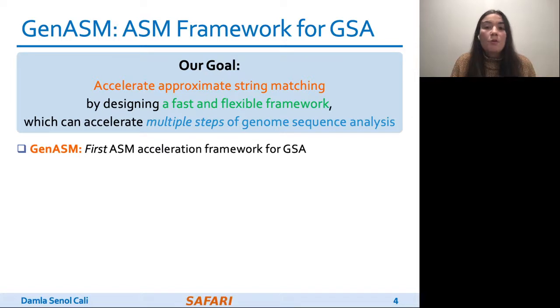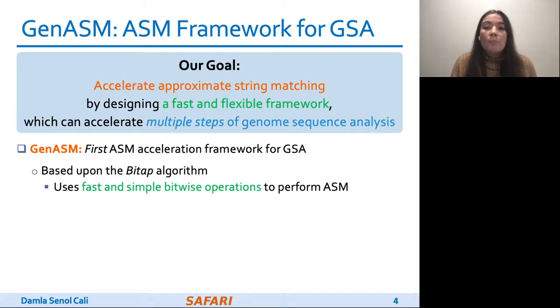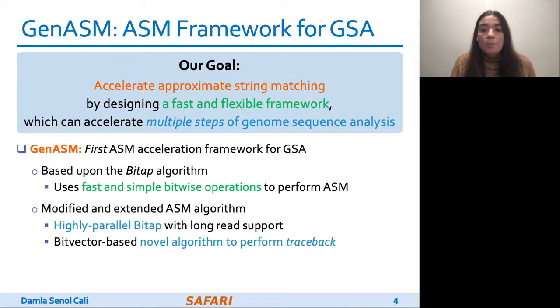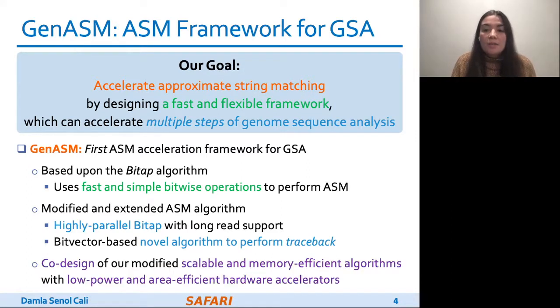To this end, we propose GenASM, and we base GenASM on BiTAP, an ASM algorithm that uses only fast and simple bitwise operations, making it amenable to efficient hardware acceleration. To our knowledge, GenASM is the first work that enhances and accelerates BiTAP, and also it is the first ASM acceleration framework for genome sequence analysis. We modified BiTAP to support long reads and to enable parallelization. We also developed a novel BiTAP-compatible algorithm for traceback, and we co-designed specialized low-power and area-efficient hardware for both algorithms.